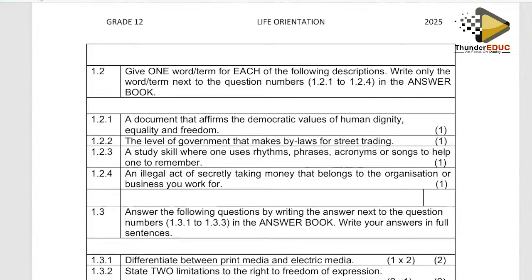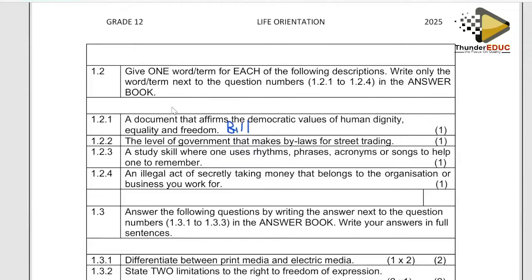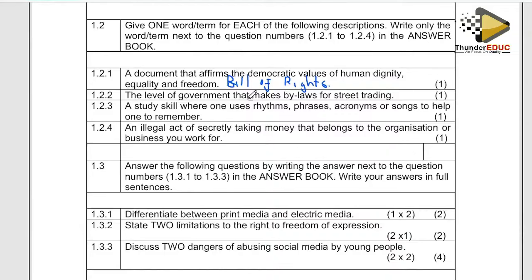So this particular document is known as the Bill of Rights. It is the document which affirms democratic values of human dignity. So it is the cornerstone of South Africa's democracy. It is known as the Bill of Rights.